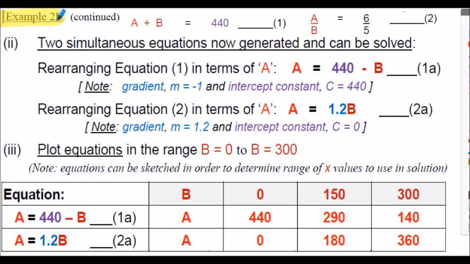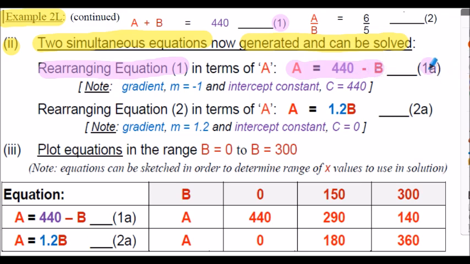Example 2L continued. I just repeated equations 1 and 2 for convenience. So in step 2, we need to rearrange the simultaneous equations so that they can be solved. So rearranging equation 1 above to make A the subject, I'm simply going to subtract B from both sides. So the equation becomes A is equal to 440 minus B. And I've called that equation 1A just for reference.